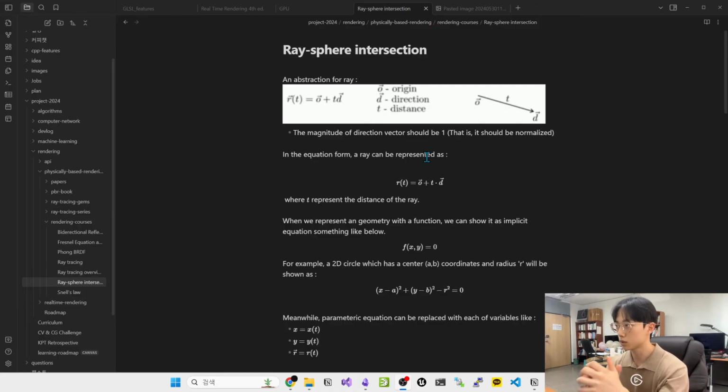Okay, so ray-sphere intersection from today's course. First we need to abstract the ray as its origin and the ray's direction, and also the distance coefficient of the direction. Because we are going to use t as the distance coefficient of the ray direction, we need to set the magnitude of the direction vector to 1. That is, it should be normalized whenever we calculate some intersection between the ray and some geometries.